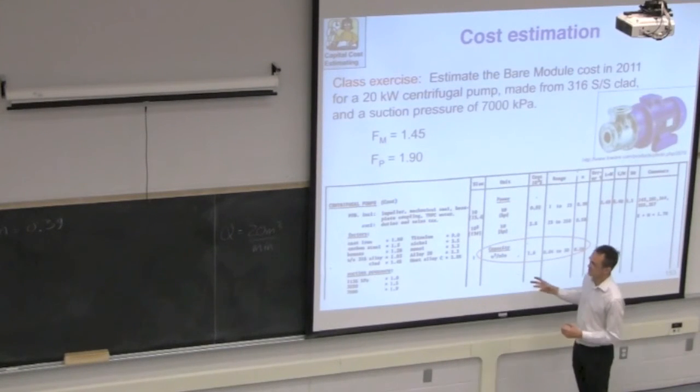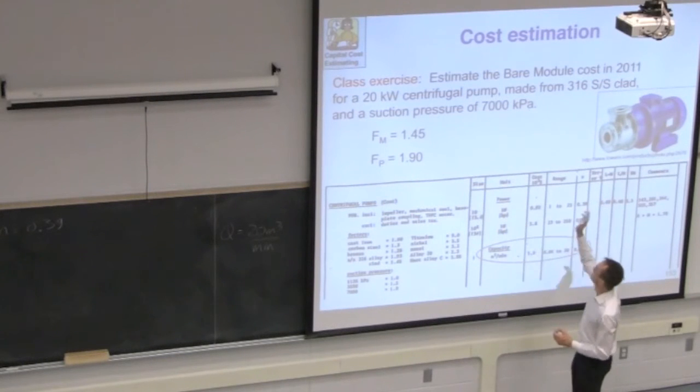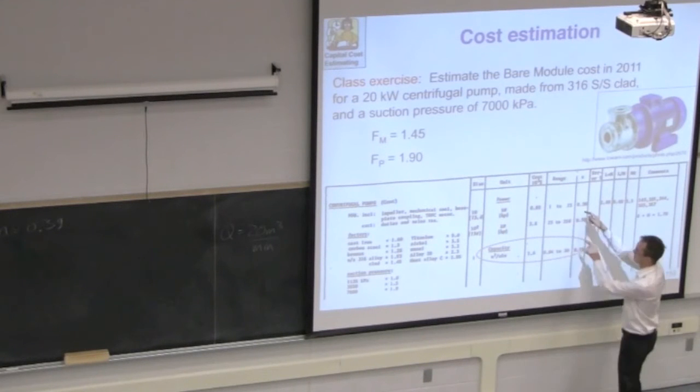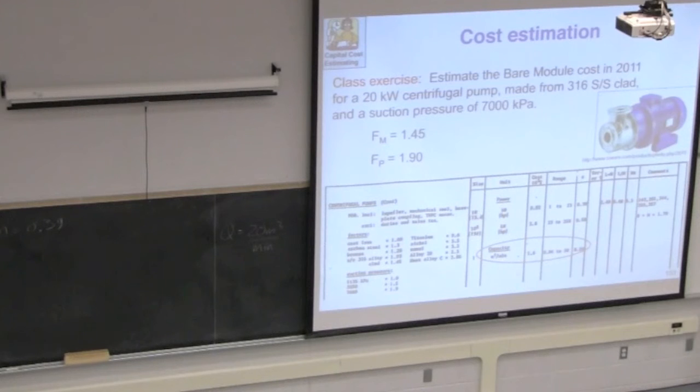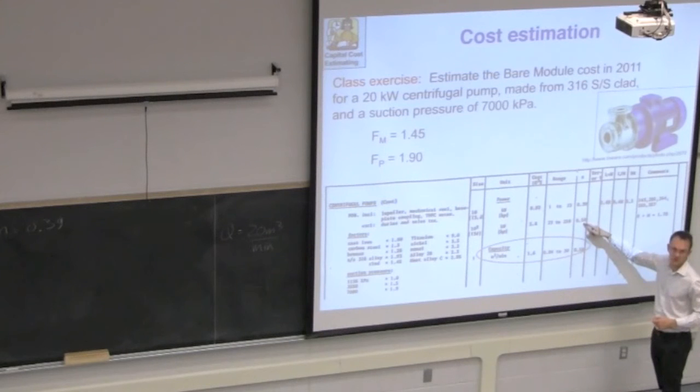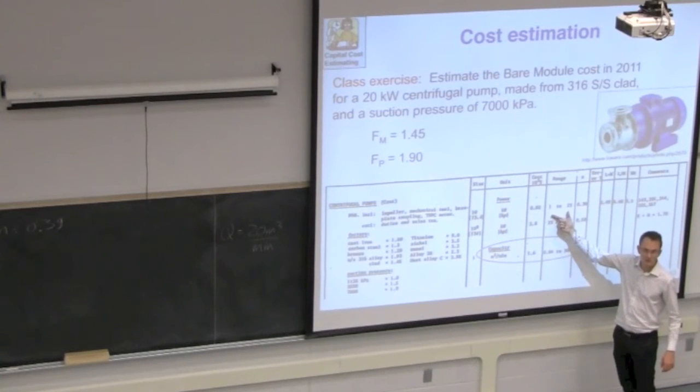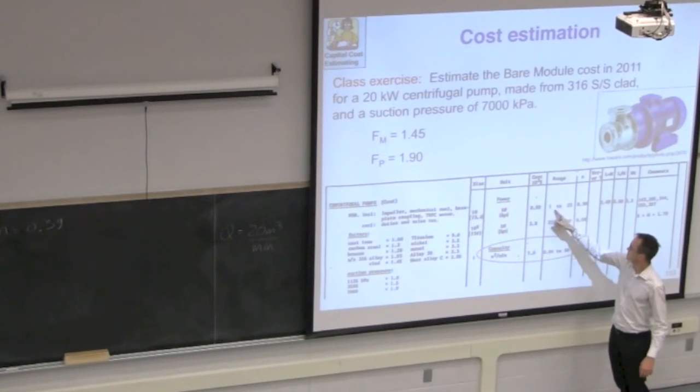The next question. Let's say we're going to use the power, because that's the one we know, 20 kilowatts. Which of these two correlations do we use? There's one with an exponent of 0.39, and another with an exponent of 0.58. The first one. Why? Because the kilowatt is similar to the actual power. So we use the first one because the unit we're considering is 20 kilowatts and it falls within that range.